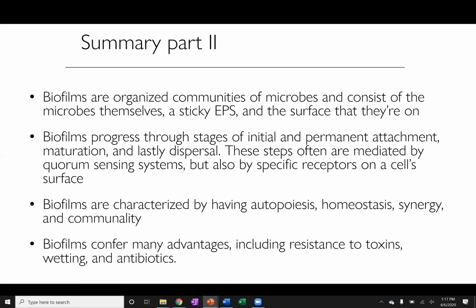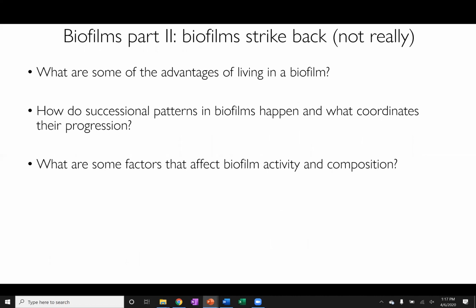And so part 3 and the final part of this lecture is going to be the second part of biofilms. If you're a fan of Star Wars, that reference at the top will make sense to you. So we can ask the questions today. What are some of the advantages of living in a biofilm? How do successional patterns in biofilms happen, and what coordinates their progression? And what are some factors that affect biofilm activity and composition?